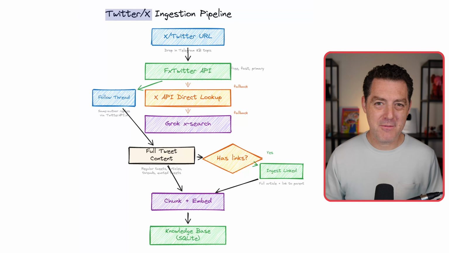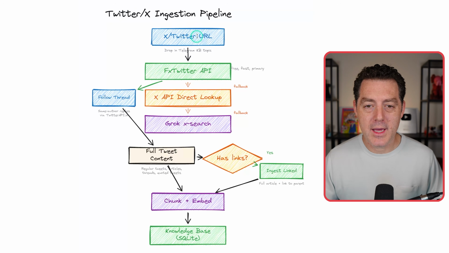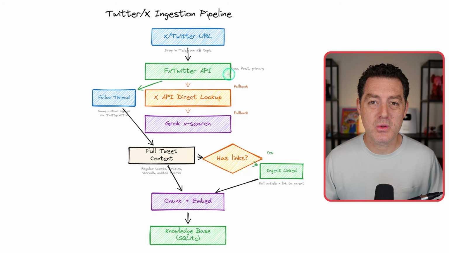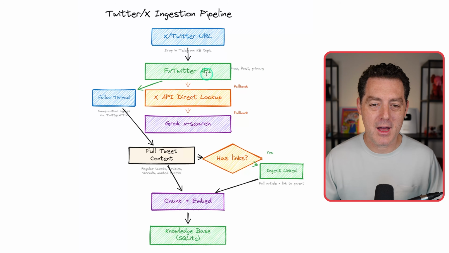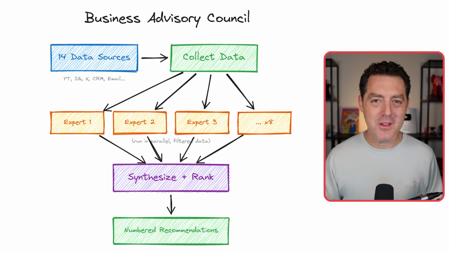And if you're wondering exactly how X ingestion works, it actually took a long time to set up, because X is a little bit finicky about their API and scraping and all that, but this is how it works. So we have an X Twitter URL. I drop it in Telegram, for example. We first use FX Twitter, which is a great free project. It tries to grab it through the API. And if it can't, we use the X API directly. Then we use Grok X Search. These are all fallbacks. And it also follows the thread in full. So it grabs the full thread. Does it have links? It ingests the links, chunks it and embeds it, and then puts it in the knowledge base.